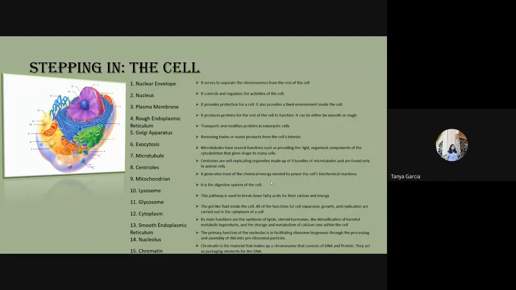Centrioles are self-replicating organelles made up of 9 bundles of microtubules and are found only in animal cells. Mitochondrion: it generates most of the chemical energy needed to power the cell's biochemical reactions. Lysosome: it is the digestive system of the cell.